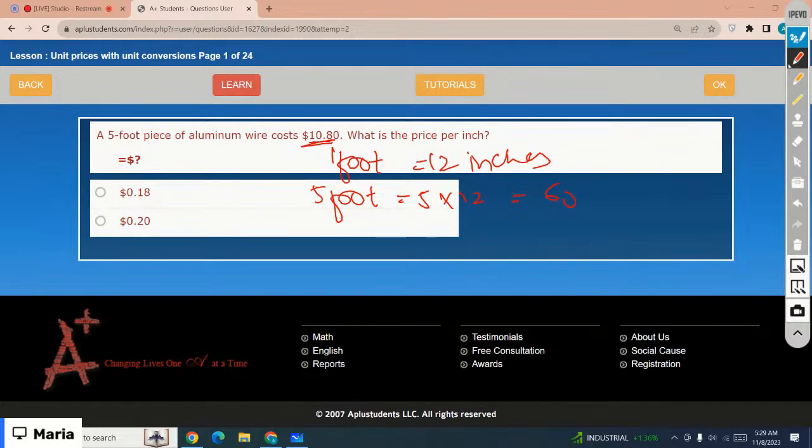$0.18. You have to calculate the price per inch. You calculate by dividing 10.80 over 60. So that would be 0.18. Got it? The correct option is $0.18.